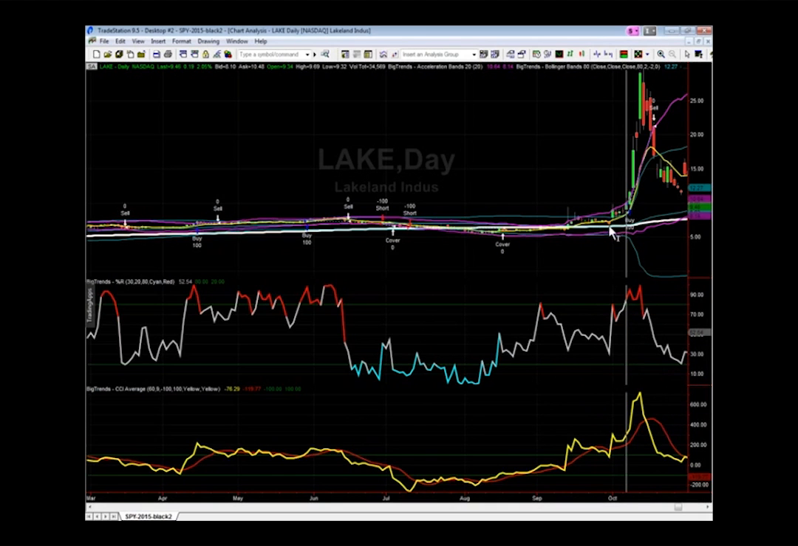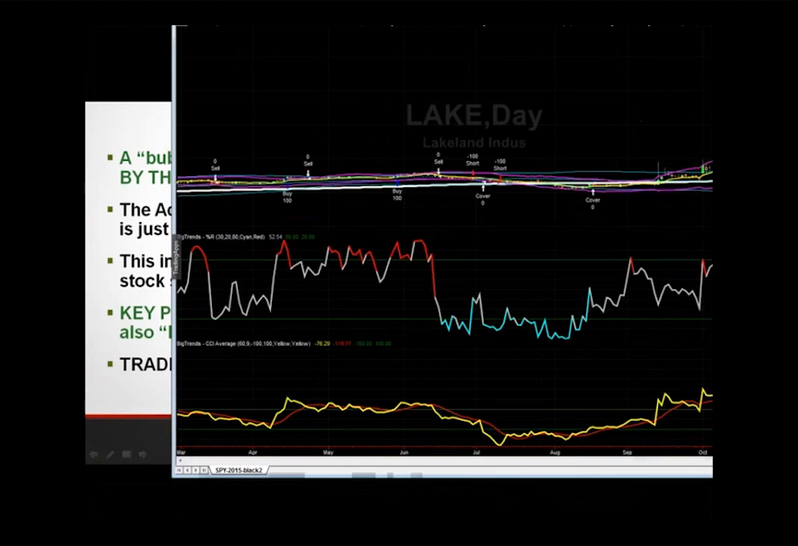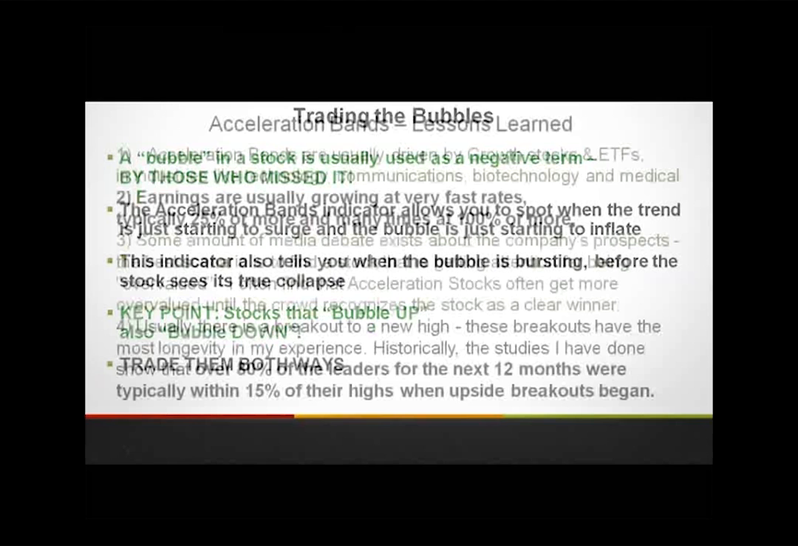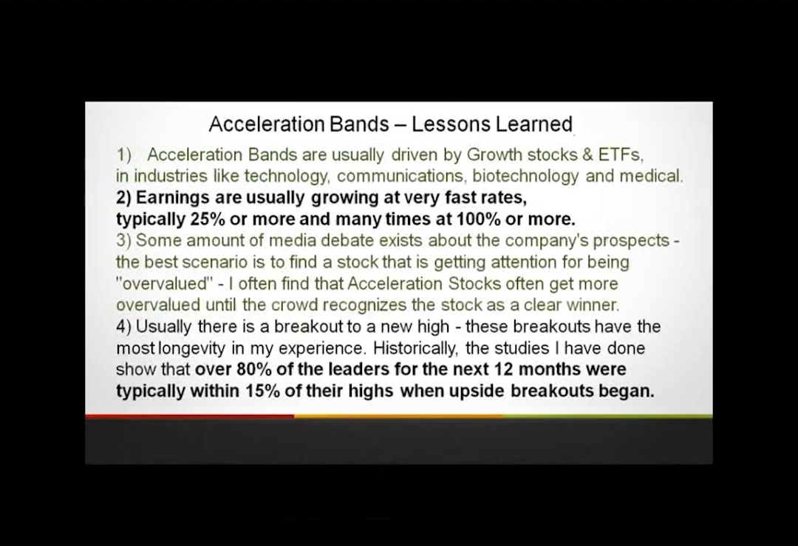You're starting to see more accumulation. You want to be positioned to take advantage of that. So this is kind of how we start to sync up these ideas. But first, a quick summary on some of the acceleration bands lessons I've learned in more than 25 years of trading.